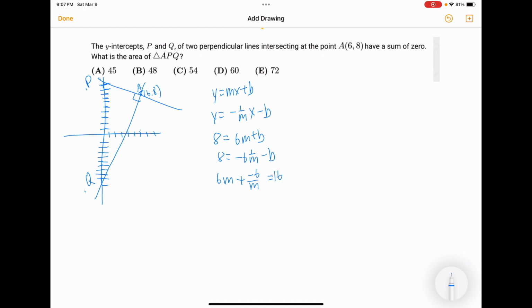And now we can multiply both sides by m to get rid of the denominator. And now we can just simplify.